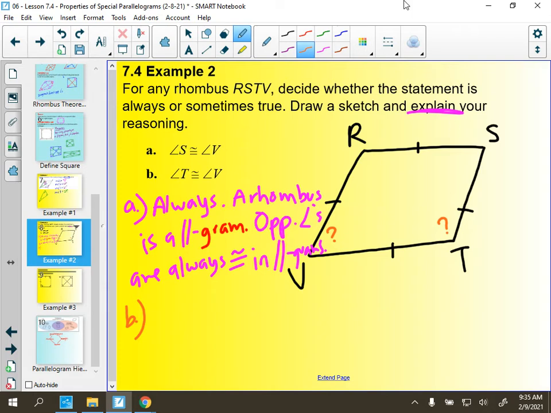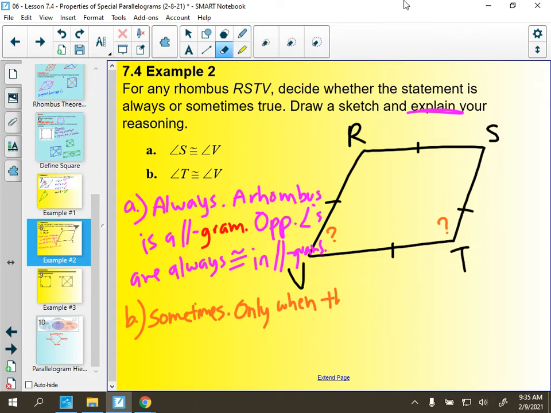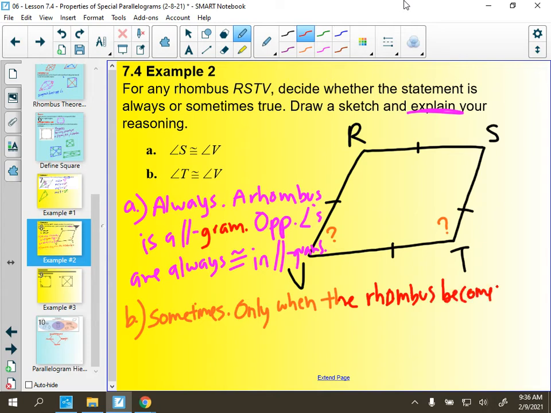So what I would say for part B, when would this be true? Just sometimes. In really only one specific case. A really nice way to say this would be, I'm not going to write the whole thing out because I don't think we have to. This is sometimes true. Only when the rhombus becomes a square.